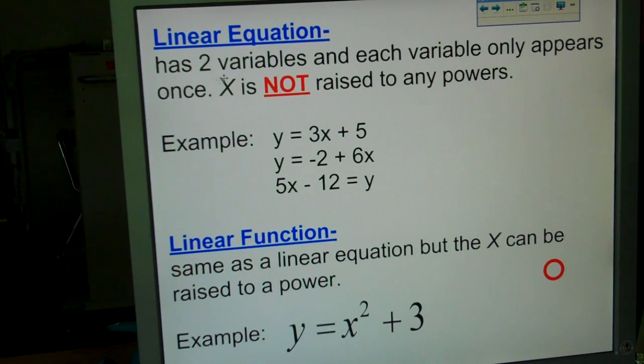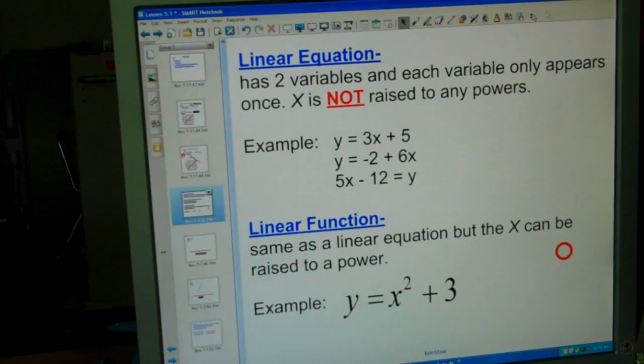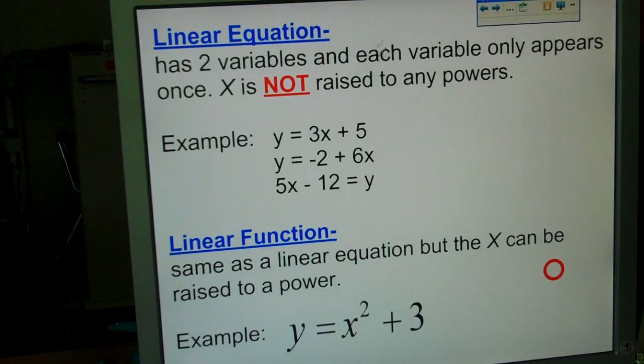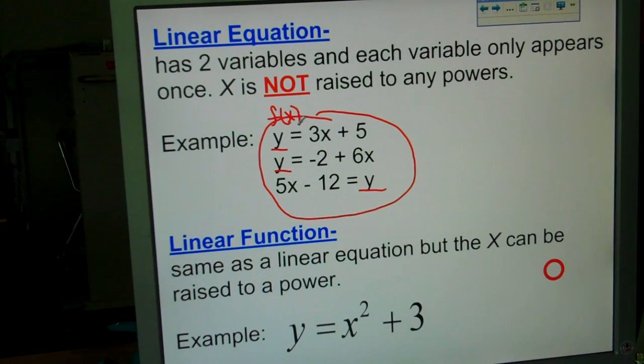Here's a more formal definition, so you can take a moment and pause this. A linear equation has 2 variables, and each variable only appears once. X is not raised to any powers. So it's just simply like 3x, or 6x, or 5x. Again, look at these. They all look different. But they're all equations. They all have a y equals. Or, as you've learned, we could do f of x using function notation. Got to bring that back. These could all be f of x equals the equation. Those are all the same.